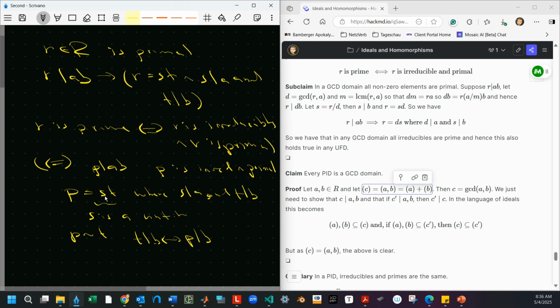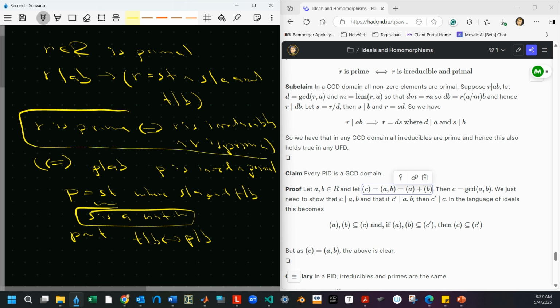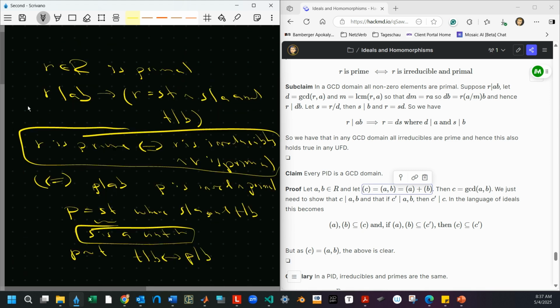So, being irreducible says one side or the other is a unit, and the other one is basically an associate of P, right? Then we get that P divides B. And the other option would be that S is not a unit, but T is, and then we'd have P divides A. So one of those two cases holds, right? So this is actually clear. So we're prime if and only if those two things.